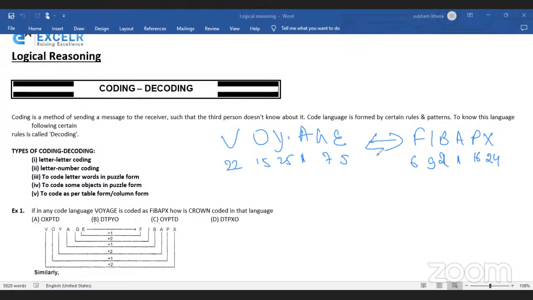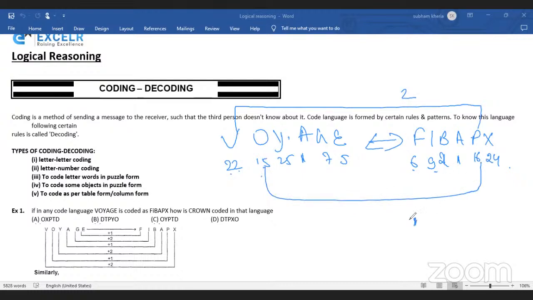Now see, try to compare them. 22 and 6, 15 and 9, not getting any comparison. Now check from the opposite direction. 22 and 24, they are very close. What's the difference? 2. 15 and 16, they are also very close. Difference 1. 25 and 1. I say, sir, this is not following a pattern. Now this you have to understand: what happens after A to Z? If A to Z has finished, after that what will come again?